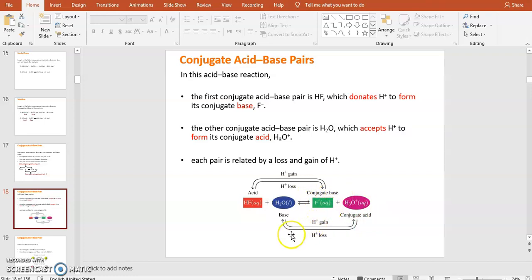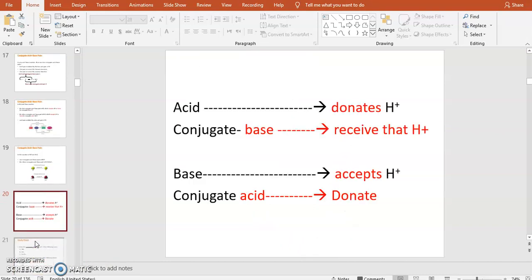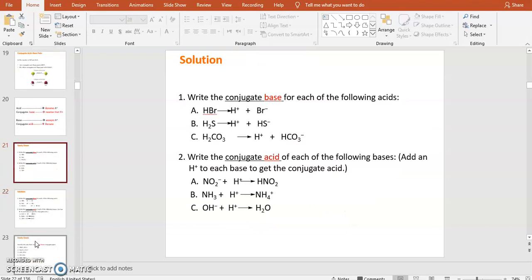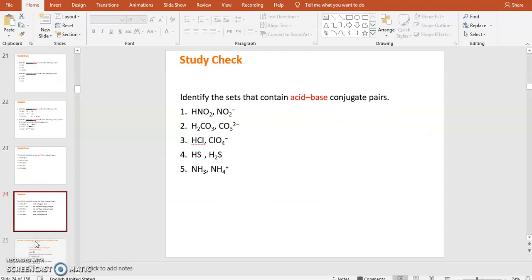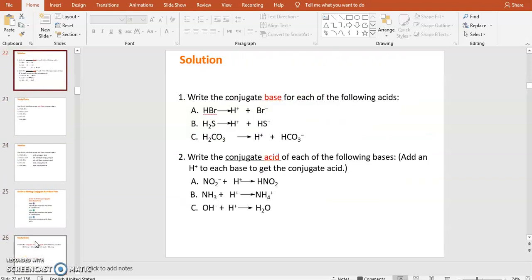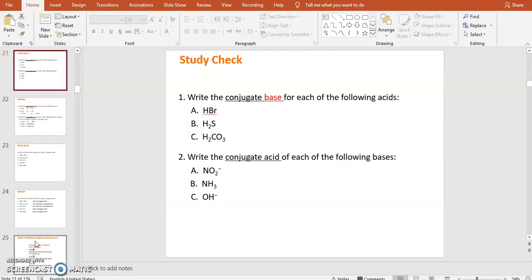If I asked you what the conjugate acid base pairs are, the first pair will be HF and F, conjugate acid and conjugate base, and then the other base and conjugate acid would be the other two. Here you go. Let me show you. So let's practice here.